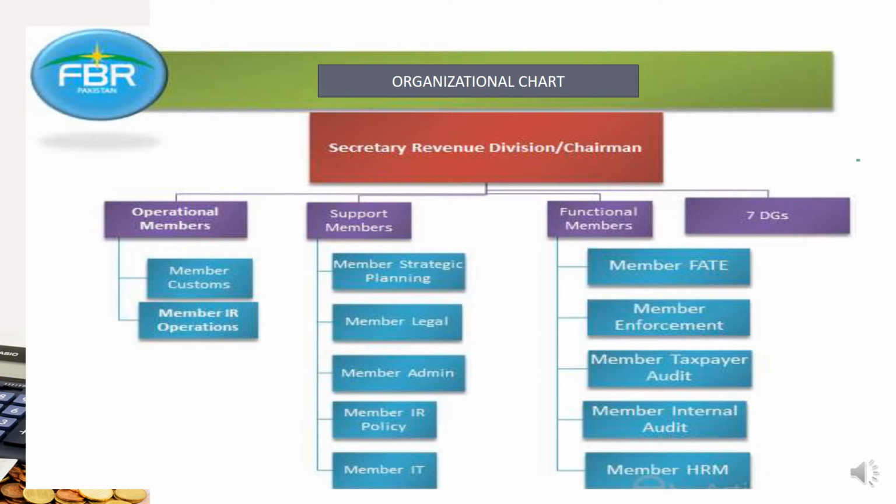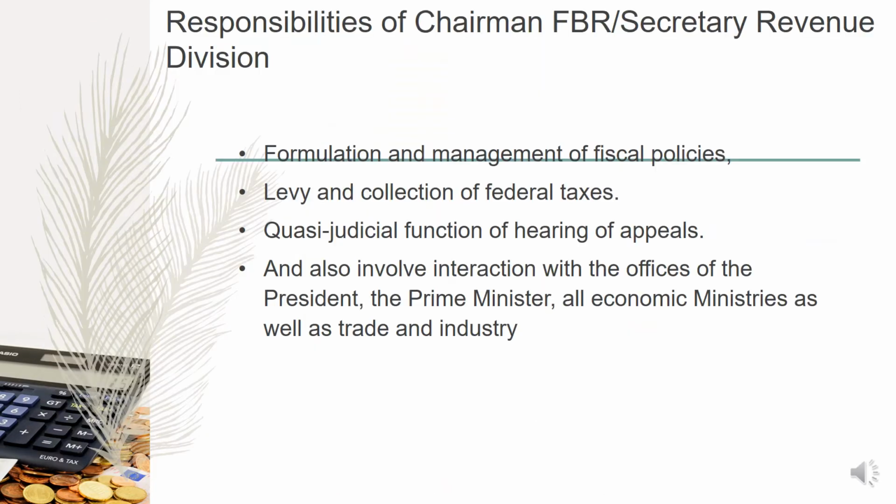The functional members include member FATE, who facilitate education and training to the people of the tax department, and member enforcement, member taxpayer audit, member internal audit, and member human resource management. 7 director generals are also included in this hierarchy. Those director generals will be explained in the last slide.